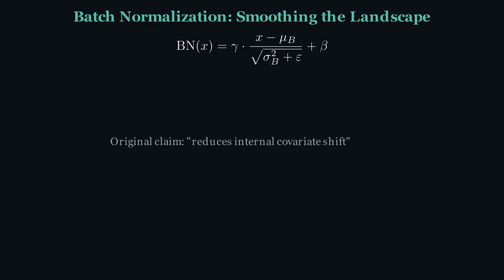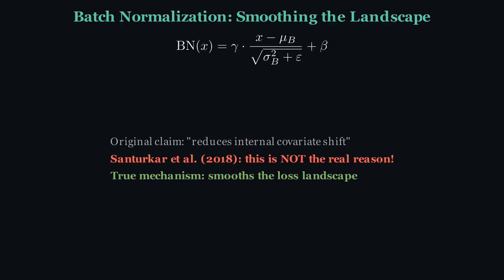There's one more technique that reshapes the loss landscape: batch normalization. It normalizes activations within each mini-batch, then applies a learnable scale and shift. The original paper claimed it works by reducing internal covariate shift, but Santurkar and colleagues showed in 2018 that this explanation is wrong. The true mechanism is landscape smoothing. Batch norm improves the gradient smoothness by roughly 4 to 6 times. Gradients become more predictive, allowing larger learning rates and faster convergence.